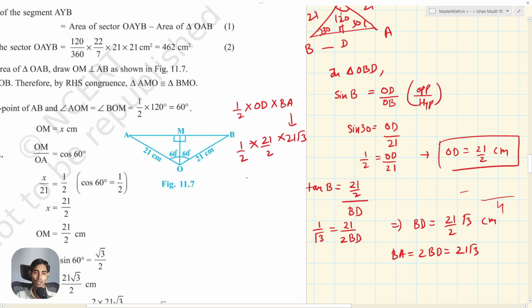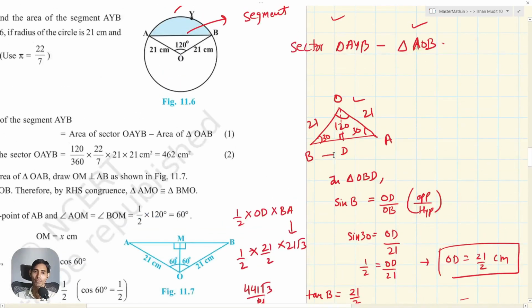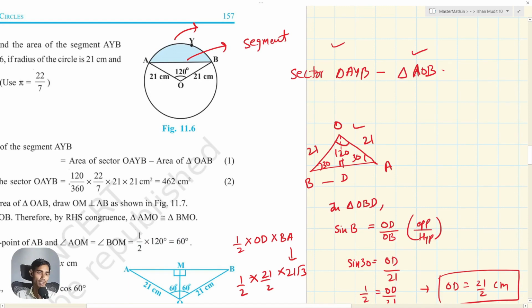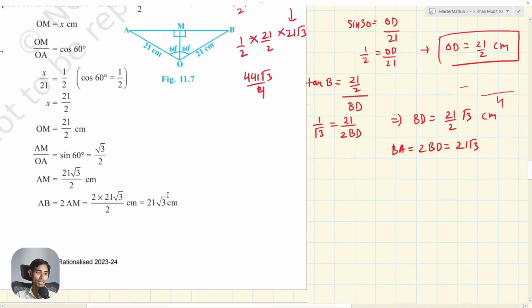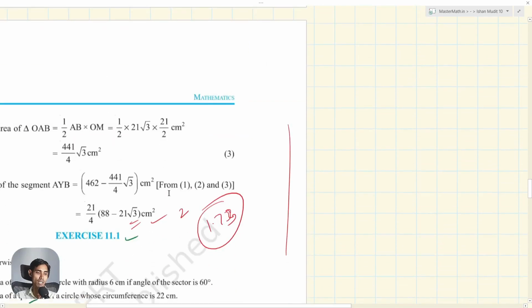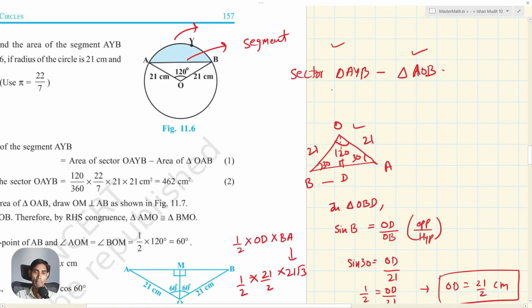So BA is 21 root 3, OD is 21 by 2, and this is 1 by 2. So I hope that works. 441 root 3 by 4 is this triangle's area, right? And the sector's area, I don't want to get into that. That is 462. You can get it. And this is 441 root 3 by 4. And this happens to be the final answer of NCERT.